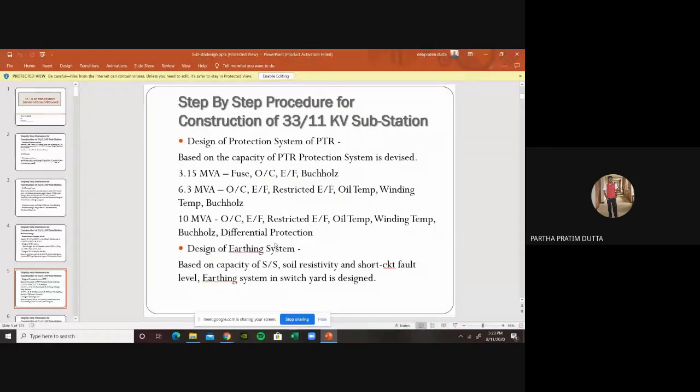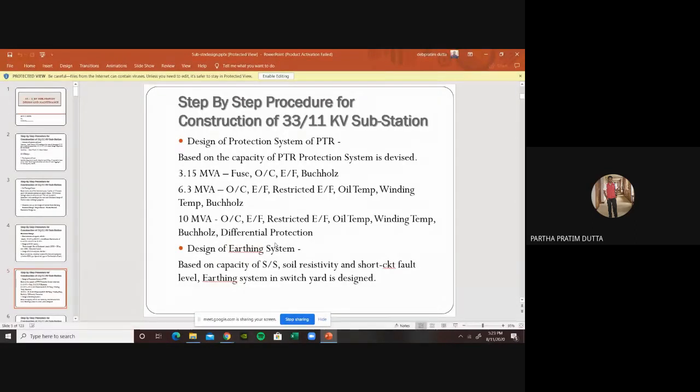The higher the current, the faster the rate of increase of the current, and the fuse will melt. The melting point of the fuse will be reached so promptly that the fuse will be cut off. So we use these IDMT characteristics in the fuse as a protection system. Otherwise, as I said earlier, overcurrent and earth fault, these two protections we usually use, and the Buchholz protection for gas.